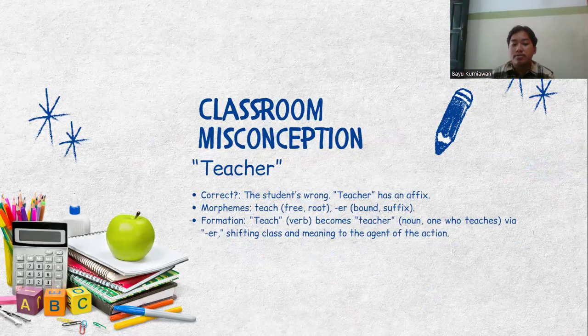Classroom misconceptions. Teacher: correct, the student is wrong. Teacher has an affix. Morphemes: teach is a free root, er is a bound suffix. Formation: teach is the verb, which becomes teacher, the noun, the one who teaches, shifting class and meaning to the agent of the action.